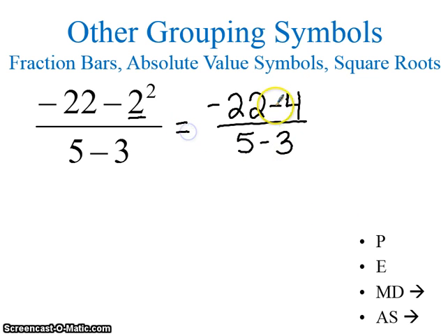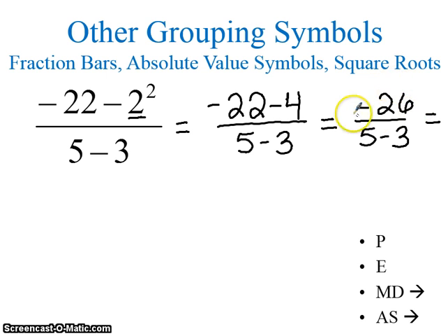Now continue working on the numerator. The numerator only has one operation remaining, and that is subtraction. So negative 22 minus 4. If I owe 22 and I owe 4 more, then I owe 26 over, and I'm just going to write 5 minus 3. Now, if you look, we have simplified the numerator to one value. We can do the same to the denominator since it only has one operation. 5 minus 3 is 2. So we have negative 26 fraction bar 2.